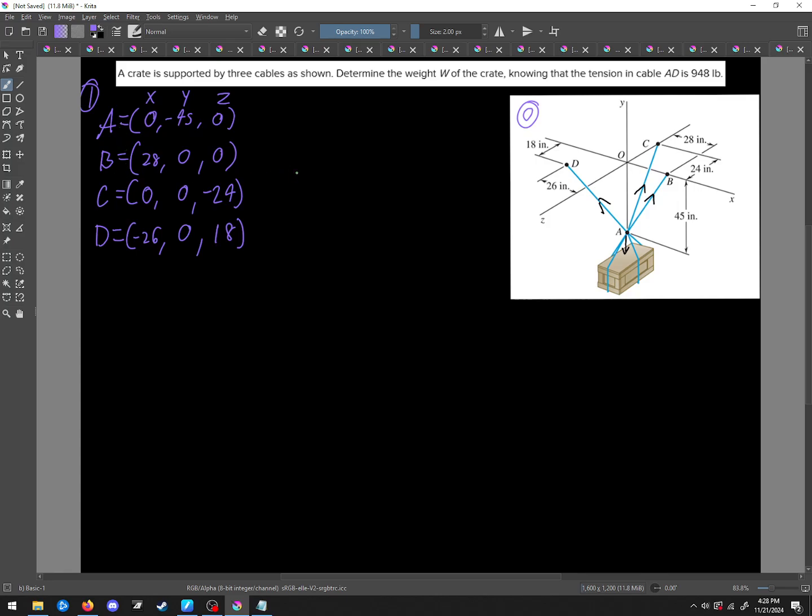Step 2 is finding the vectors, which is kind of just like grouping 2 points. So instead of just having a dot here and a dot here, we're just connecting the two, and we're saying this is now a line segment.